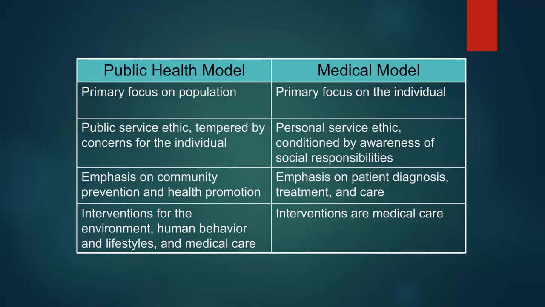In the public health model, the emphasis is on community-level prevention and health promotion. In the medical model, the emphasis is on the individual patient diagnosis, treatment, and care. Finally, public health interventions target the environment, human behavioral lifestyles, and medical care. And medicine's primary intervention is medical care itself.